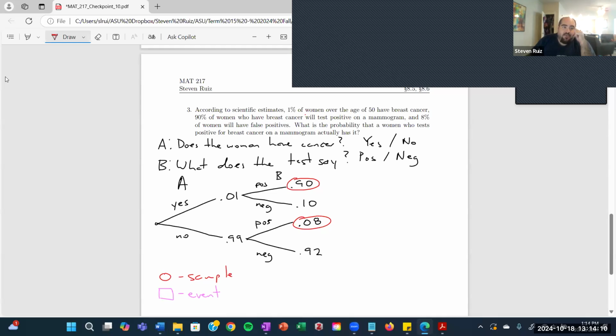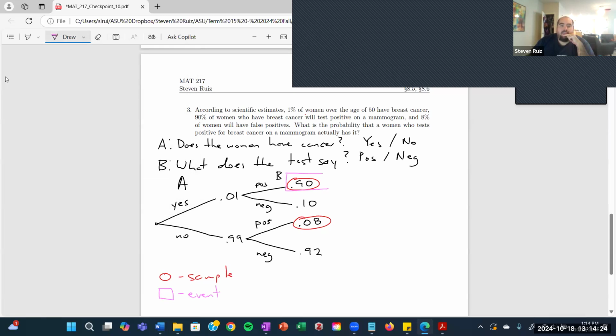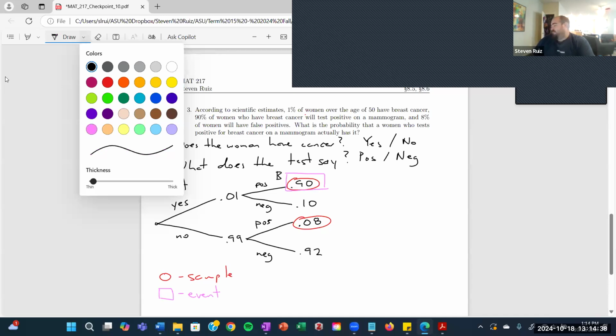So then now I need to identify the event space. So among the women over the age of 50 who tested positive, which ones actually have cancer? Okay, so those are going to be these women here, right? Because question A is, does she have cancer? So now I have my sample space, I have my event space. Don't need all of them, but let's actually go ahead and find all the probabilities, because that'll give us a good check of something else.